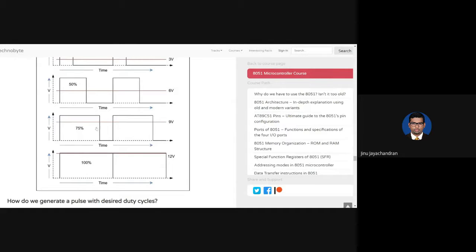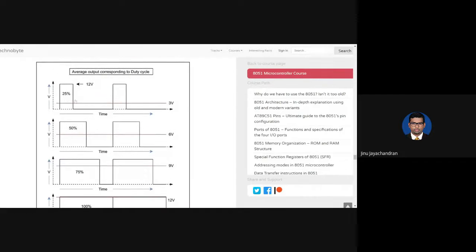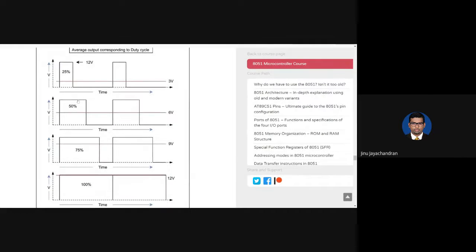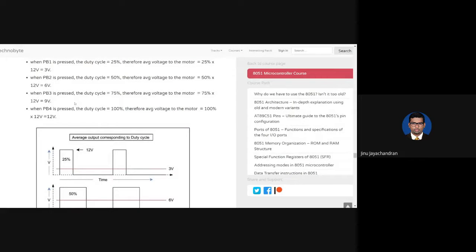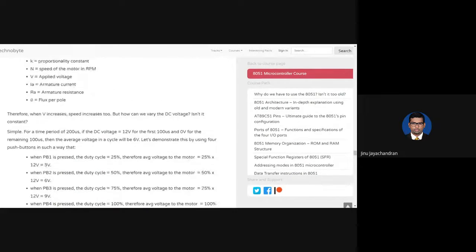If the positive width is higher, then the average voltage is higher. If the positive width is lower, then the average voltage is lower. If the average voltage to the motor is higher, the motor will rotate at a very fast speed. If the average voltage is lower, the motor will rotate at a slow speed. So that's how you control the speed of the DC motor.